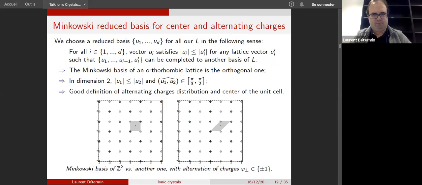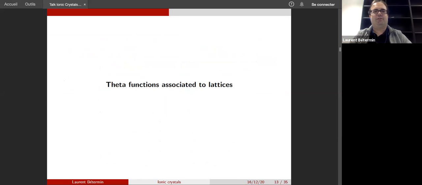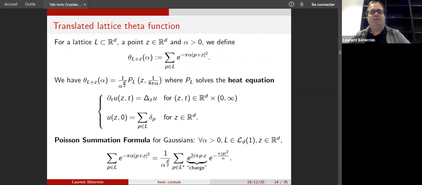Okay, so just a few words about the theta function. So the translated theta function is just a Gaussian where you sum over all the points of the lattice and everything is shifted by z, by a vector z in R^d, okay? And that's up to some renormalization. It solves the heat equation on the lattice. Basically, this PDE, with the initial condition that at t equal to 0, you put a sum of Diracs, so you put the same amount of temperature everywhere on your lattice.